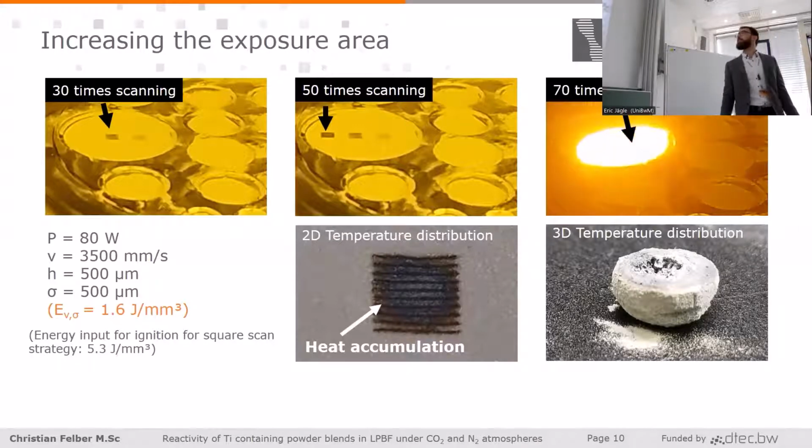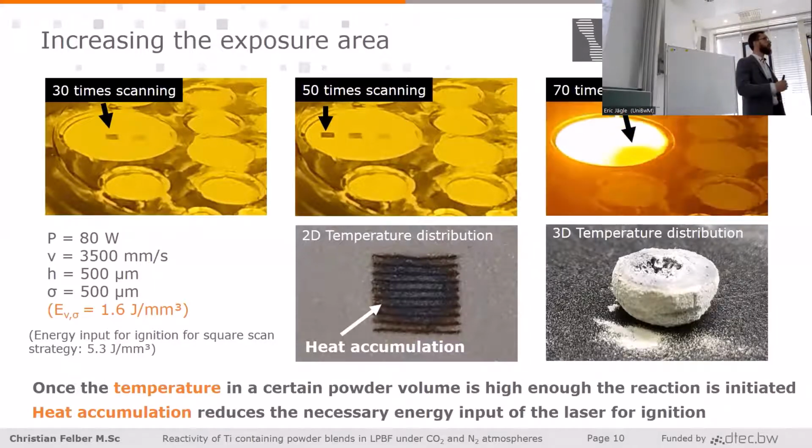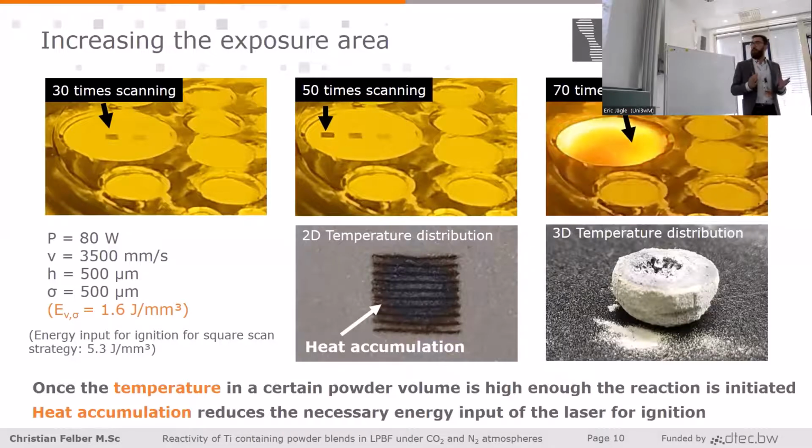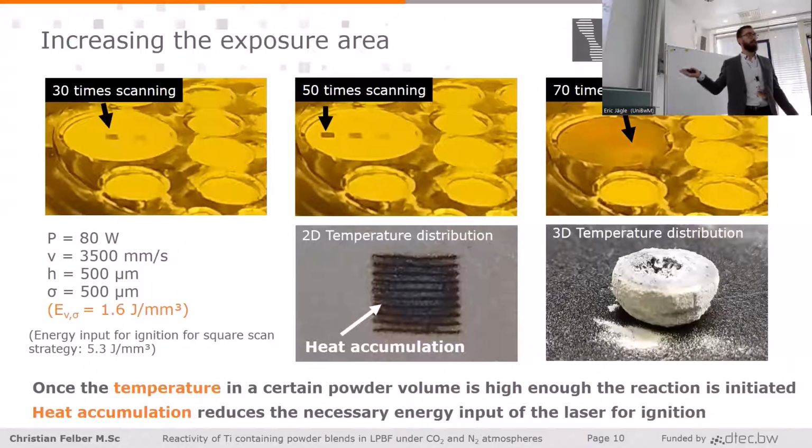And this shows that it's actually the temperature. If the temperature in the powder bed is high enough, then I get this reaction. And furthermore, it shows that heat accumulation reduces the necessary energy input for the laser for ignition, because now I have seen a reaction for 1.6 joule per cubic millimeter due to heat accumulation.